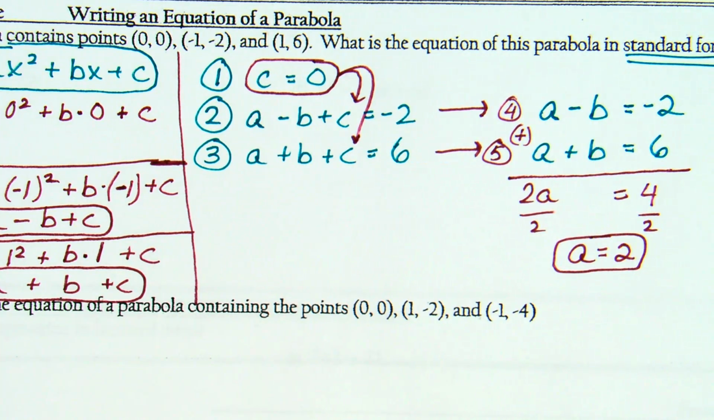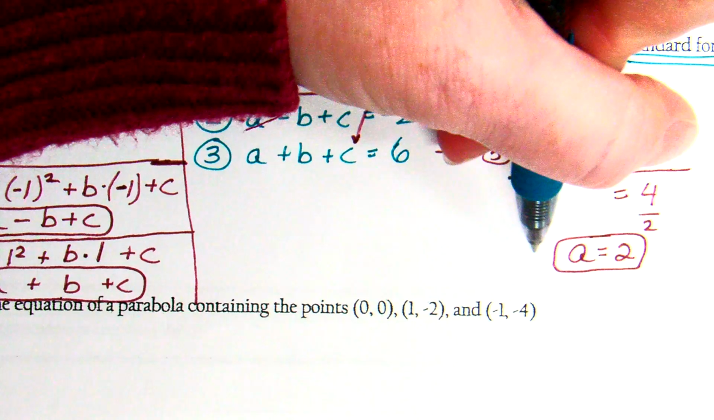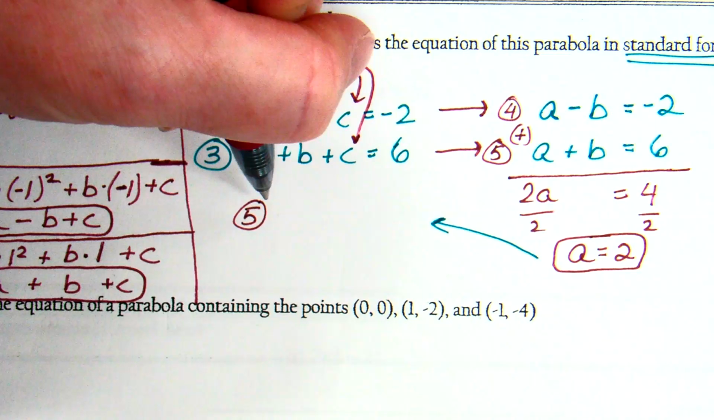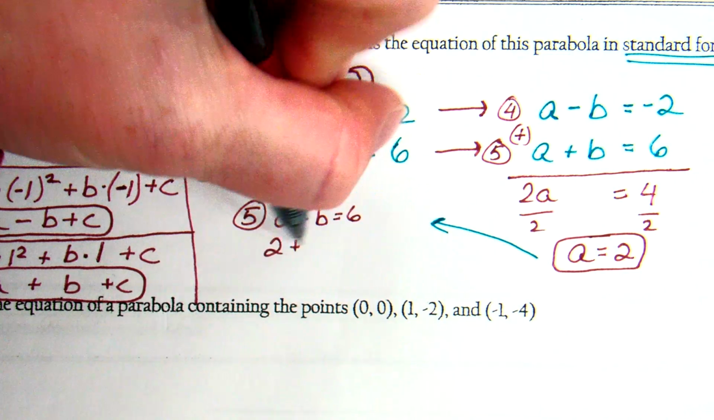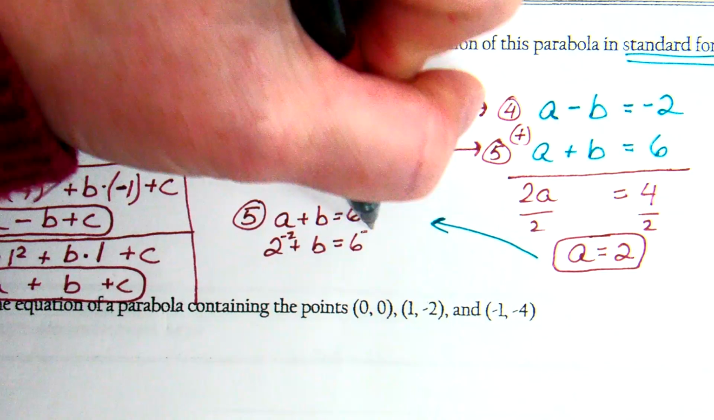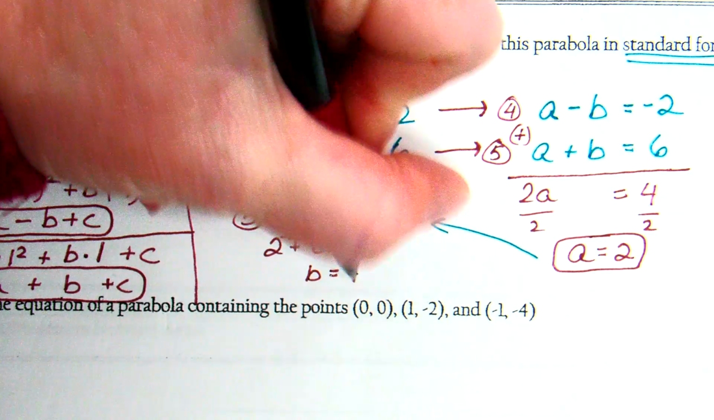My brain was saying 2 or 3 at first as well, but valid point, 4 or 5 work as well too. Pick something and find your B. How about if I'm going to use 5. A plus B equals 6. So then, 2 plus B equals 6. Subtract my 2. B is 4.